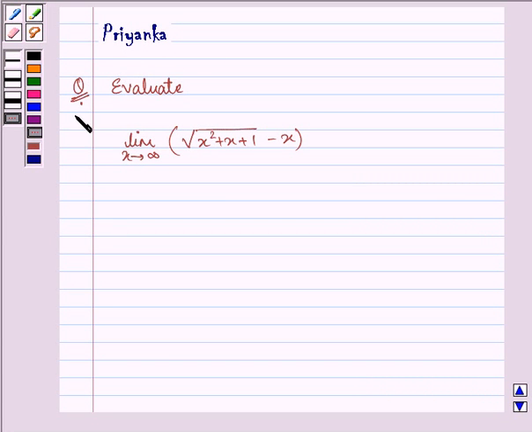My name is Priyanka, and let us discuss this question. It says, evaluate the limit as x approaches infinity of √(x² + x + 1) − x. Let us proceed with the solution.